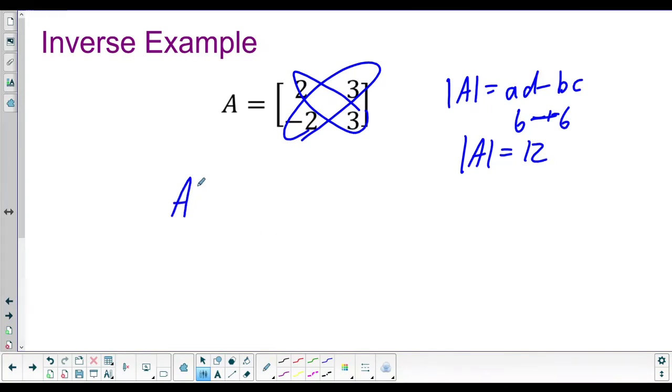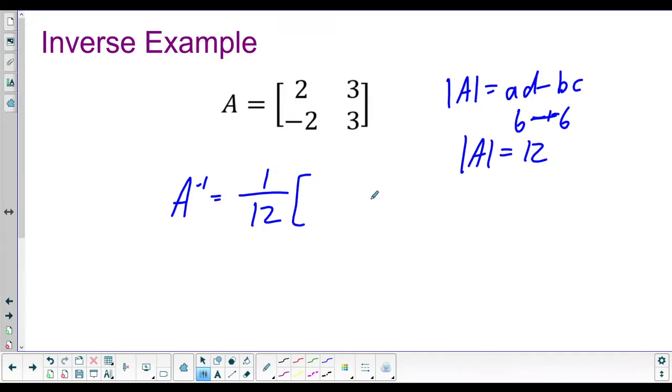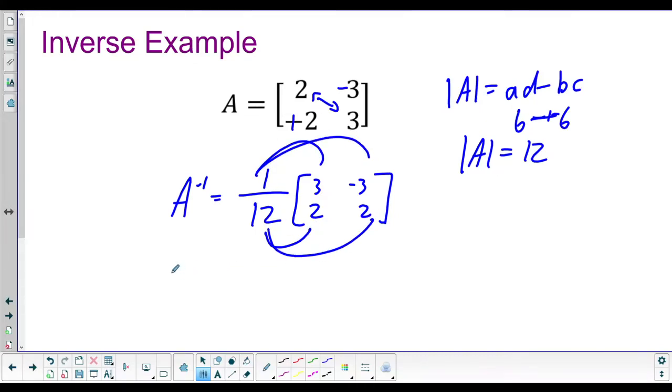The inverse of A is 1 over the determinant times this matrix with that fancy transformation I showed you earlier. So we're going to trade these two numbers. We're going to swap them. So we're going to have 3 and 2. And then we're going to change the signs of these. So negative 3, 2. And then we can distribute this coefficient into all of these numbers.